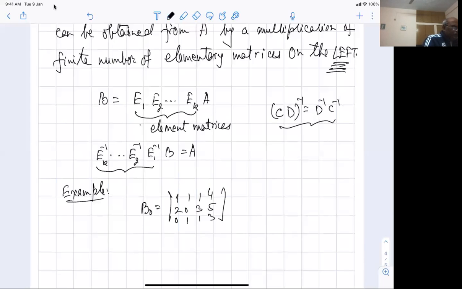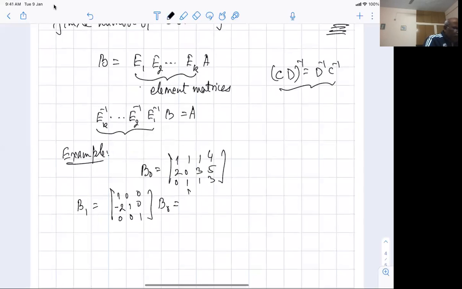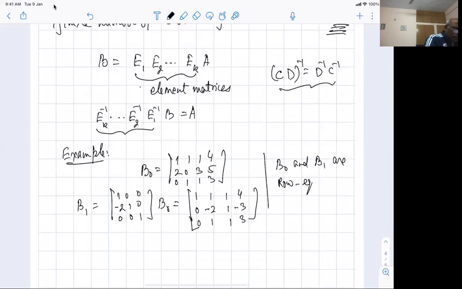On this I had applied one matrix. I wrote B1 as 1 0 0, minus 2 1 0, 0 0 1 times B0. So let me write that: 1 1 1 4, 0 minus 2 1 minus 3, 0 1 1 3. What we are saying here is that B0 and B1 are row equivalent.